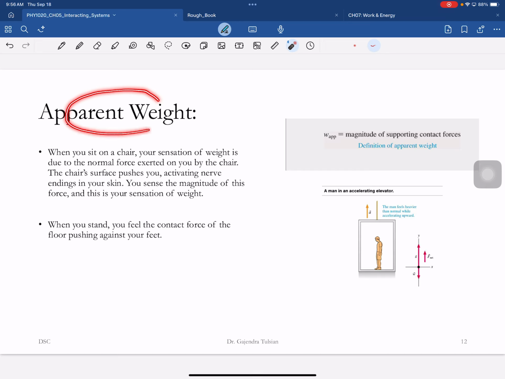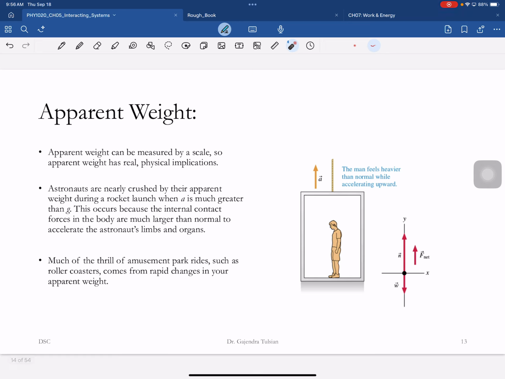So, apparent weight is the force supporting you. When you sit on a chair, your sensation of weight is due to the normal force exerted by the chair. When you stand, you feel the contact force of the floor pushing up against your feet. Go underwater, and you might not have thought of this: stand on the bottom of the pool and you feel weightless. The floor is not pushing you up. Apparent weight can be measured by a scale, so apparent weight has real physical implications.